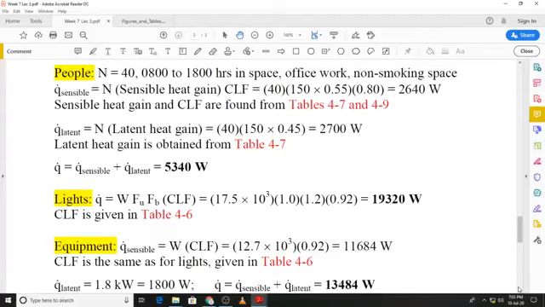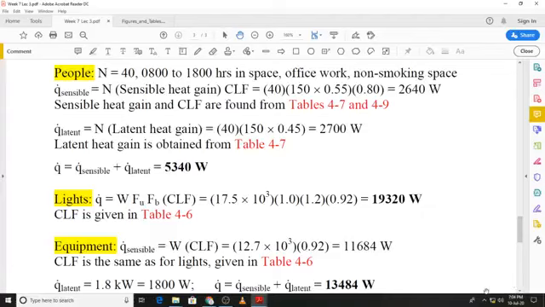The equipment load is sensible, and in this problem we are told that there is also a latent load. So the wattage is given for the equipment. Because in the case of sensible load we need a cooling load factor, the wattage is given as 12.7 kilowatts. The cooling load factor for equipment is the same as that for lights, so you don't have to find out that cooling load factor again, just use the value that you had used for lights, 0.92, and you get the sensible load.